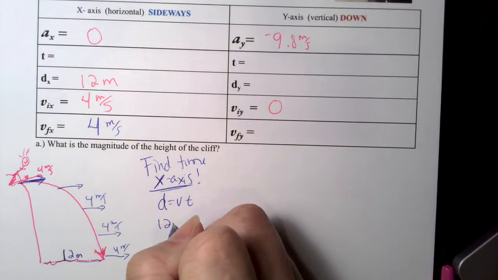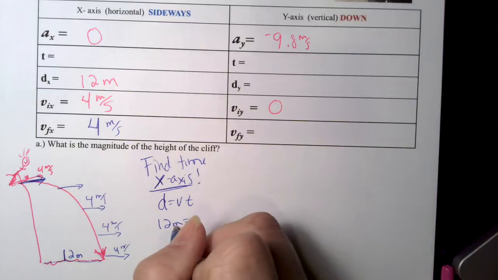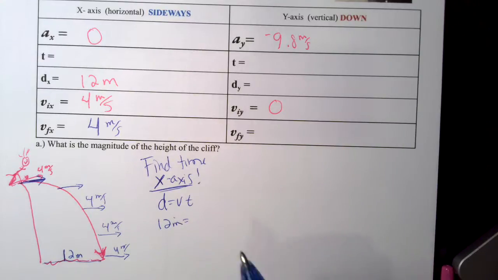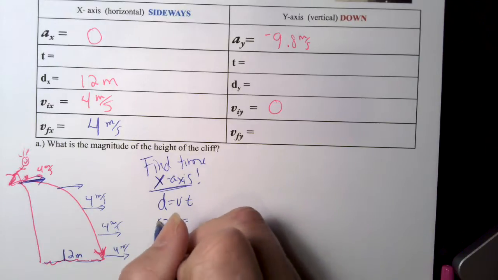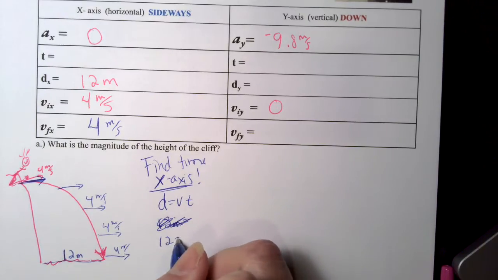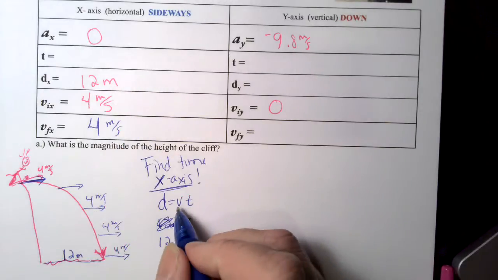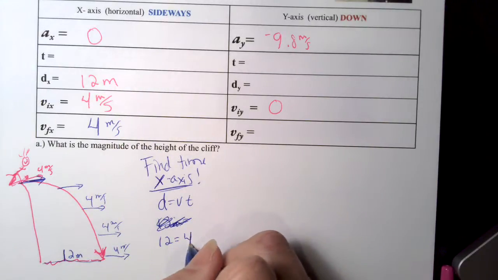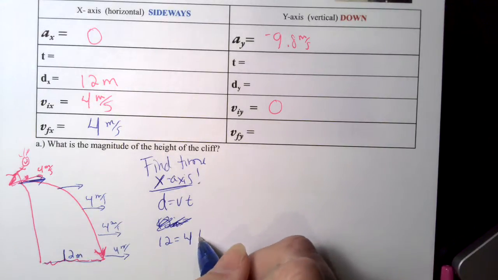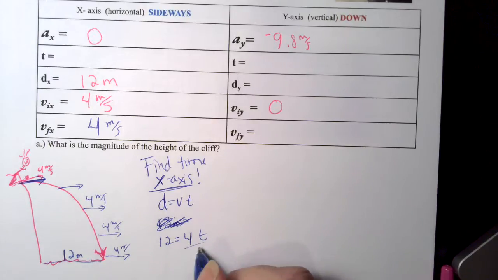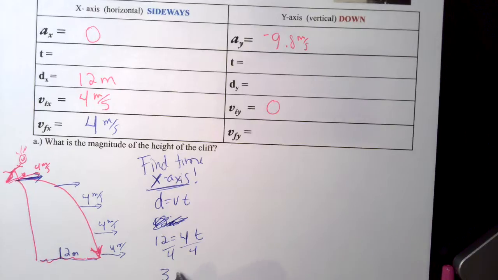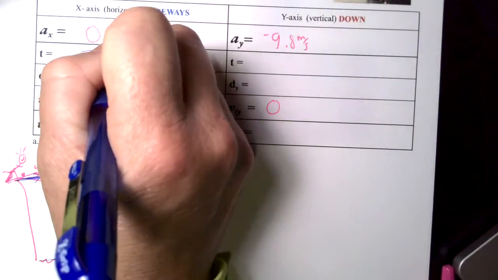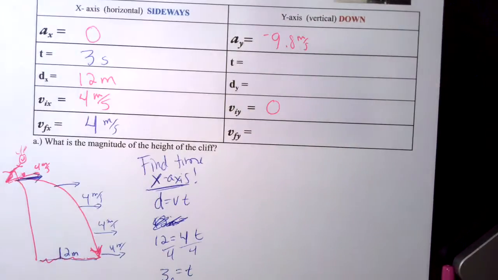D is 12 meters. I'm not going to write the units. Sorry. I just want to confuse you guys. I'll erase it. Goodness gracious. 12 meters equals your velocity, 4 meters per second, times t. Divide by 4, divide by 4. 3 seconds is your t. 3 seconds. Oh, wow, that was pretty fast, Mrs. Nagel.